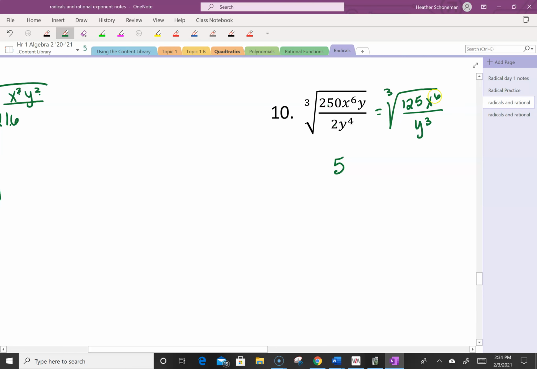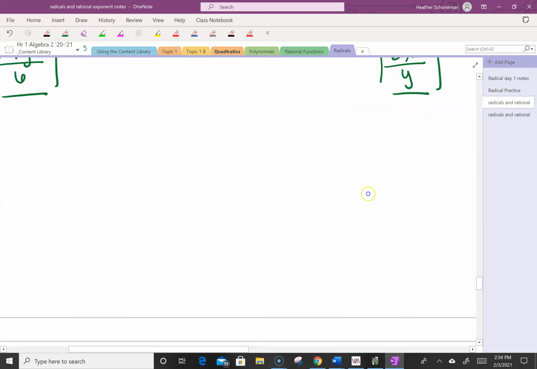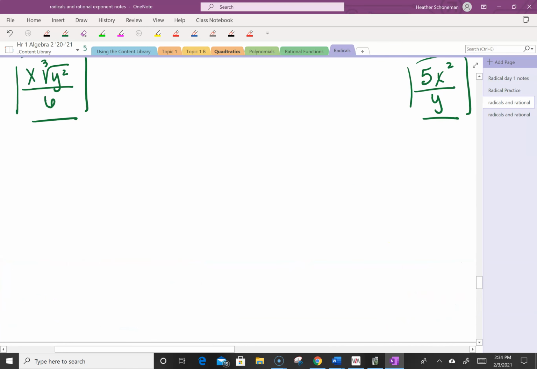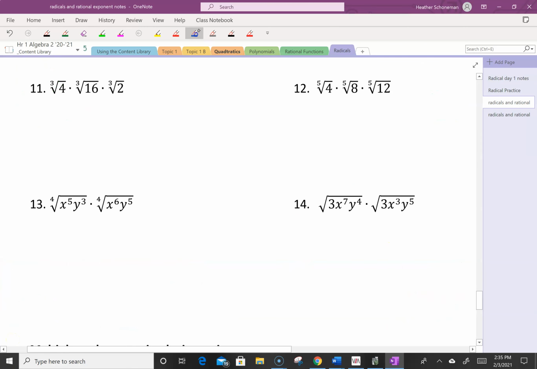How many groups of 3 are in 6? There's 2. How many groups of 3 are in 3? 1. That's the final answer. All right. Oops, I don't have this part erased. Let me fix that. Okay, we have just 4 more problems to go.